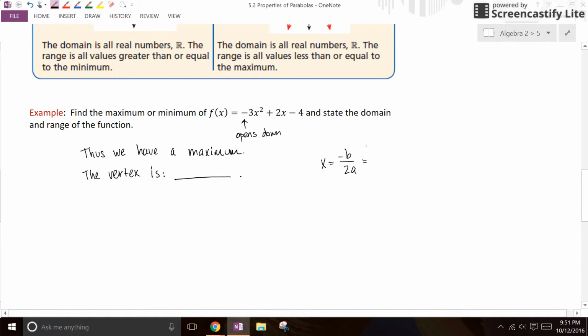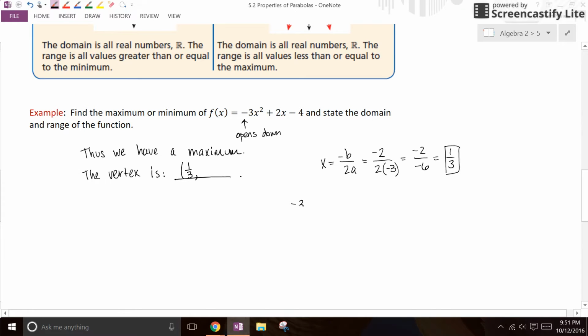So the opposite of b, in this case, it's a 2. So it's going to be the opposite of 2 over 2 times a, which in this case is a negative 3. So I get negative 2 over negative 6, or what most people would call 1/3. Really? Really 1/3? Thanks for that. So the vertex is 1/3. Now, why is that bad? Because remember what we have to do with that x value? We have to plug it back in.